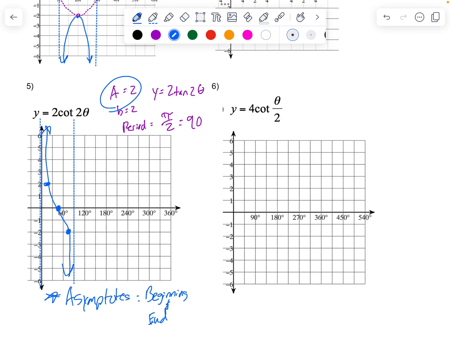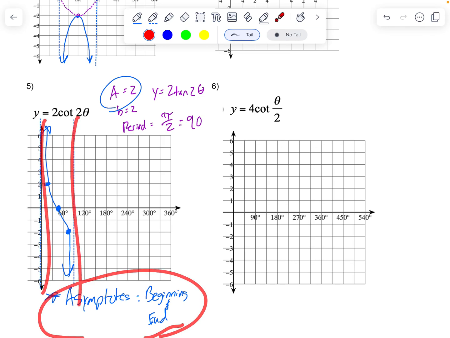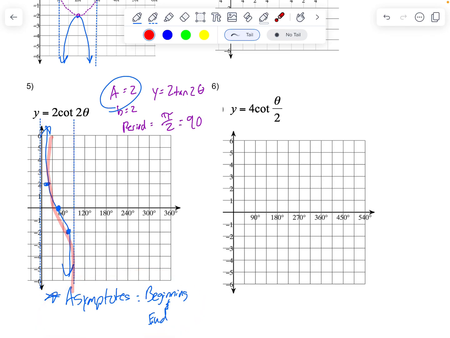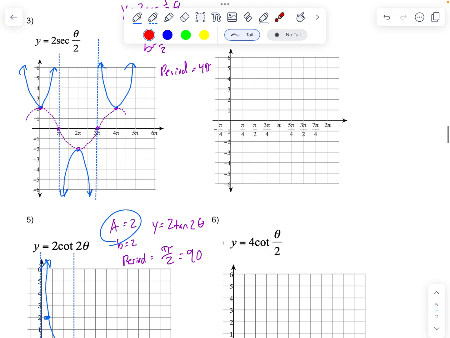So cotangent is not too bad, but I guess you do have to memorize a whole other process in a sense in regards to knowing that your asymptotes are beginning and end, and it's decreasing. Again, whereas cosine and sine, you literally just graph the same graph, but then you just take the reciprocal.